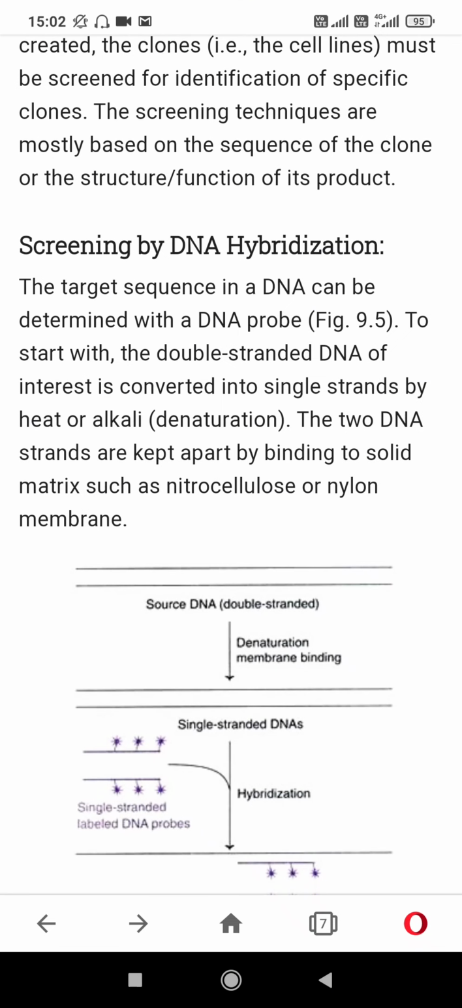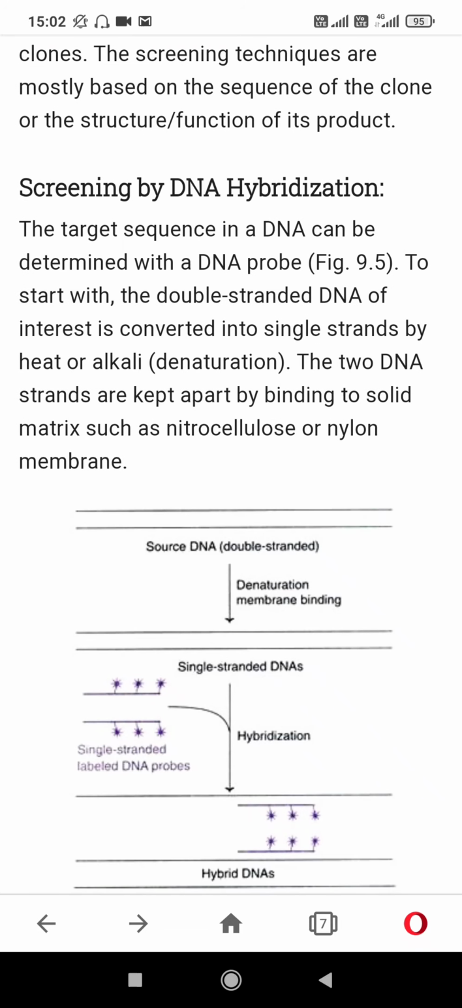Here the target sequence in the DNA can be determined with a DNA probe. To start with, the double-stranded DNA of your interest has to be unwound. For that, we can go for denaturation by raising the temperature. 95 degrees Celsius is enough for the DNA to get denatured, or you may go for alkali treatment if you think that heating can cause loss of your base sequence and cause mismatches or alteration of bases. So we can go for alkali treatment for denaturation of DNA.